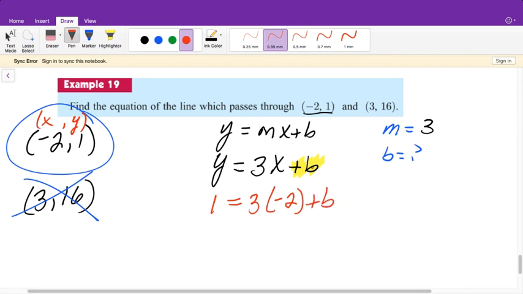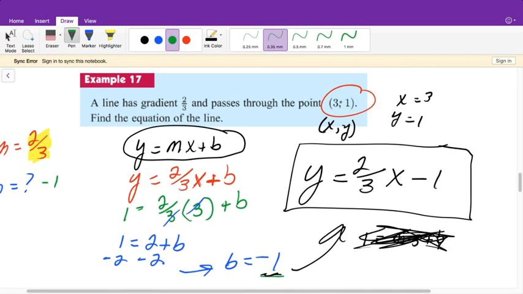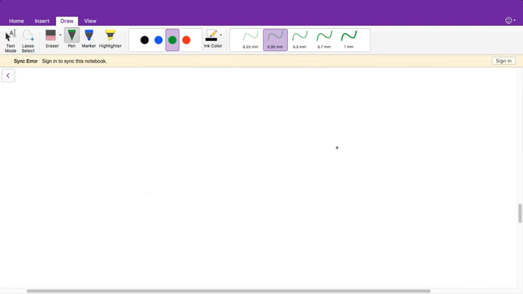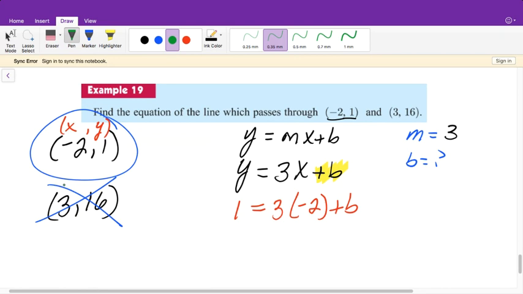Now I have enough information for me to solve for my y-intercept. But if you have 2 points, unlike the question above, where we had 1 point, so we knew the exact one that we needed to substitute in, when we have these 2 points, you just need to pick the one that you're going to substitute in. So I did not pick this 3, 16 just because it's larger numbers. And I said I'm going to choose this -2, 1. If you choose 3 and 16, it doesn't matter. It still will give you the same answer.